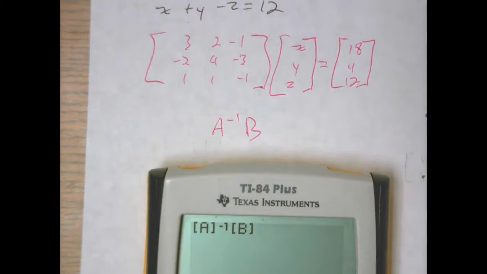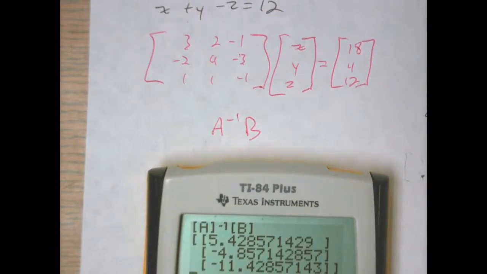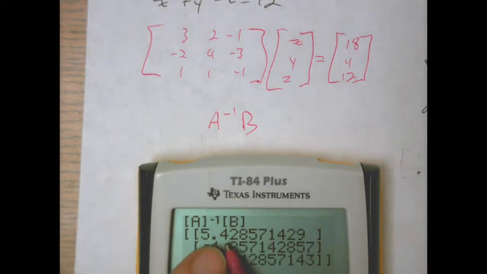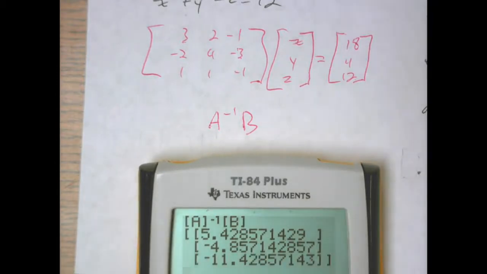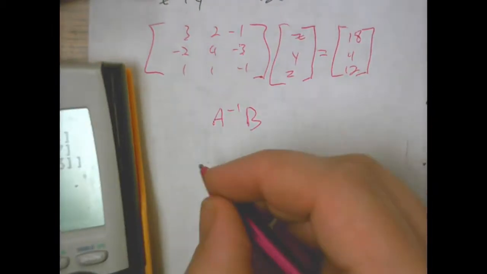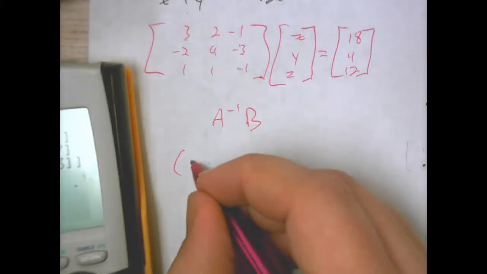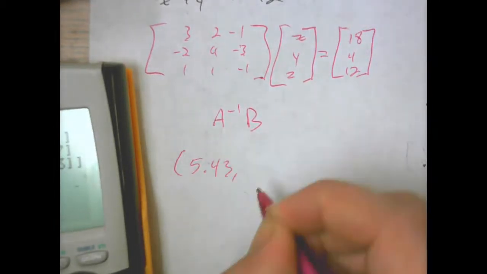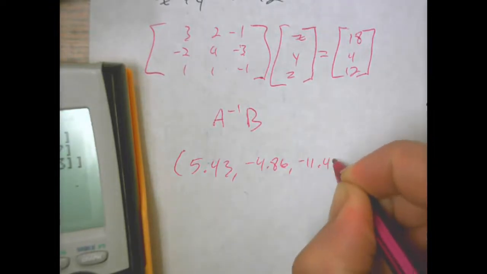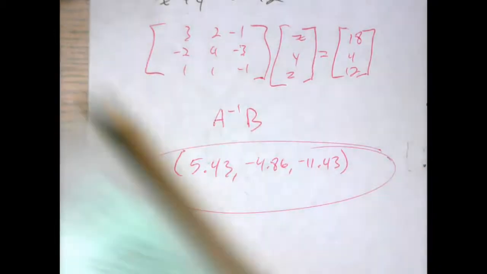It's alive. All right, so we got some really ugly numbers. That's actually everything divided by 7. I don't expect you to know it's divided by 7, but it's really cool if it is, because it does the same sort of thing: the repeating decimal 1, 4, 2, 8, 5, 7. But you can write this as the ordered trio (5.43, -4.86, -11.43). That's all I'm looking for.